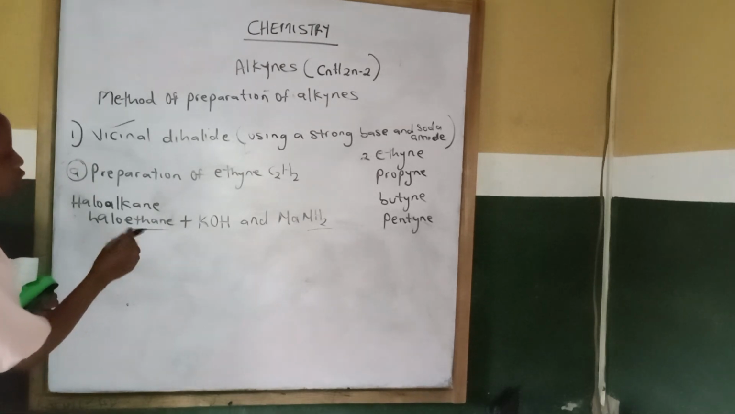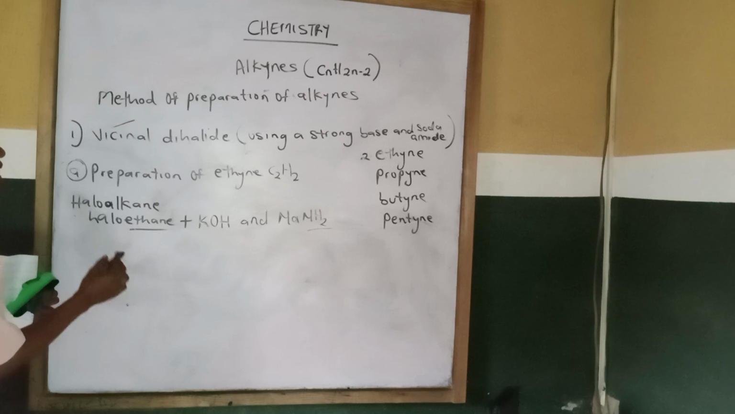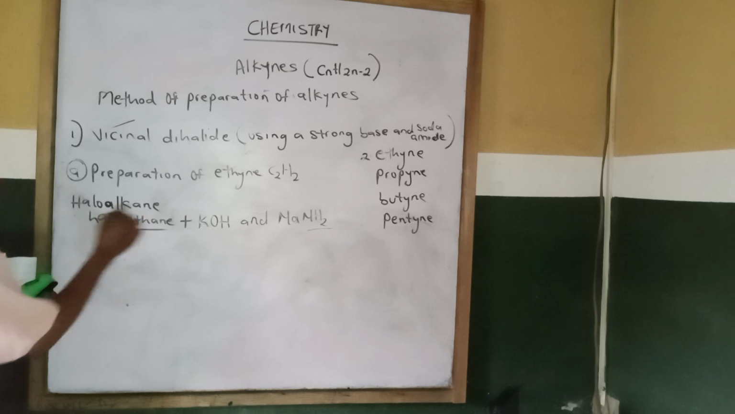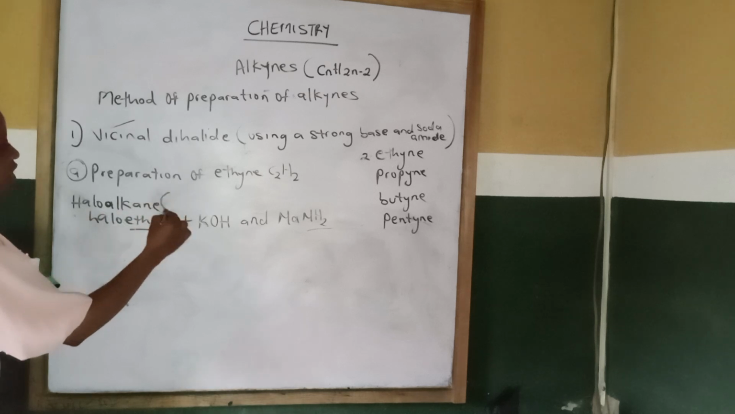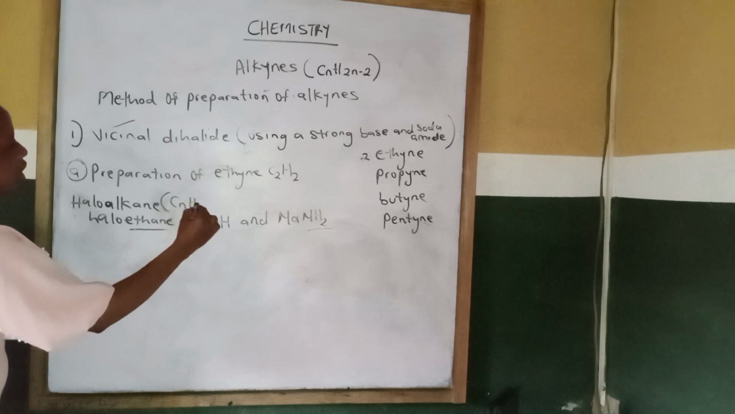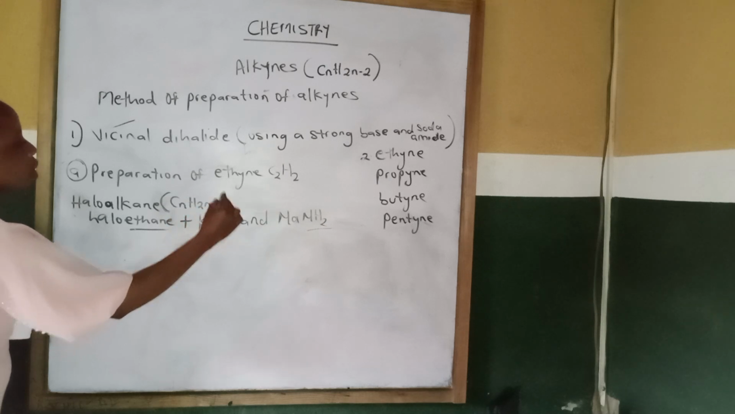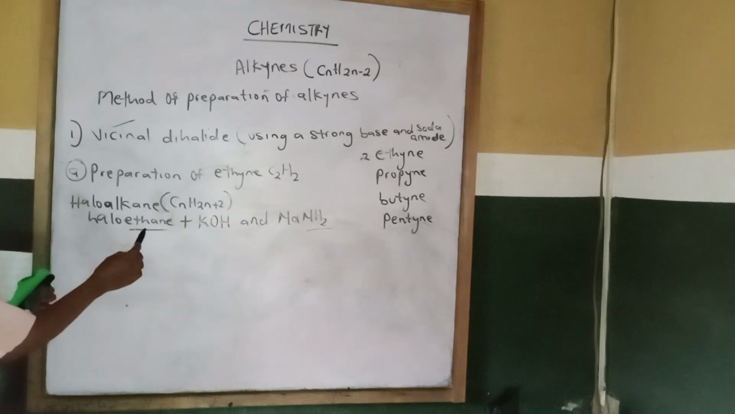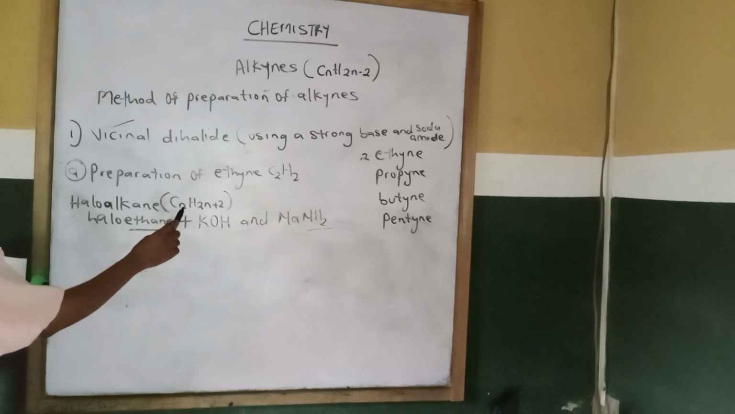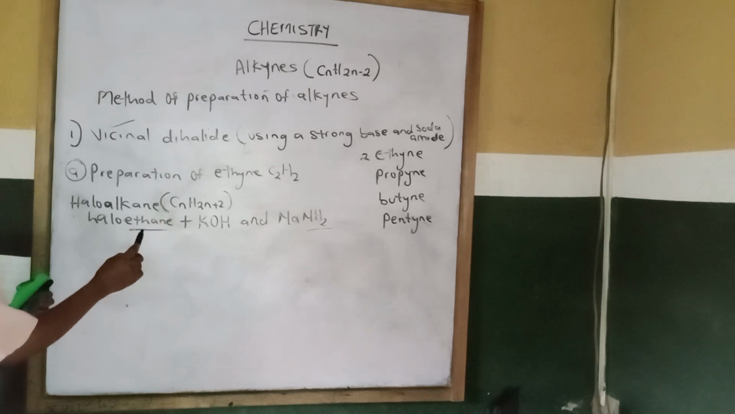Let's first draw the structure of ethane. Ethane is the second member of alkane. Alkane has a general formula of CnH2n plus 2. So to derive the molecular formula for ethane, being the second member, my n will be 2.